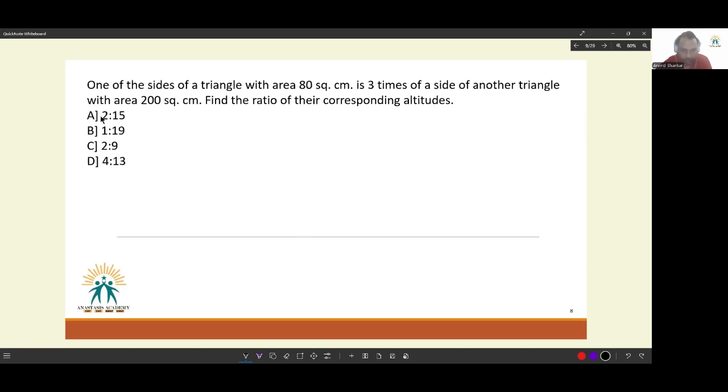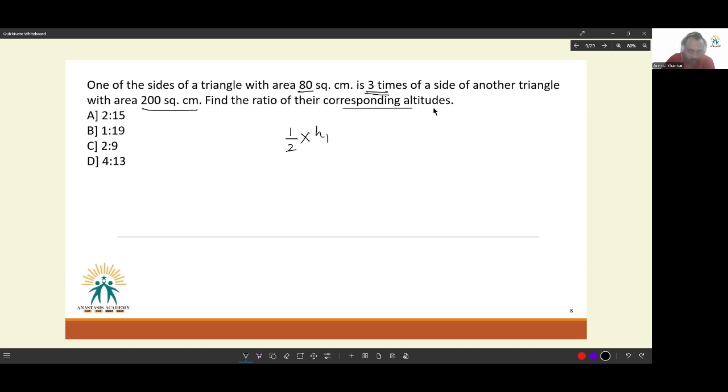Okay. Next. One of the sides of a triangle with area 80 square centimeter is 3 times the side of another triangle with area 200 square centimeter. Pay attention, this is slightly puzzling. The smaller area triangle has the longer side. So, for the smaller triangle, can I say half into altitude here?